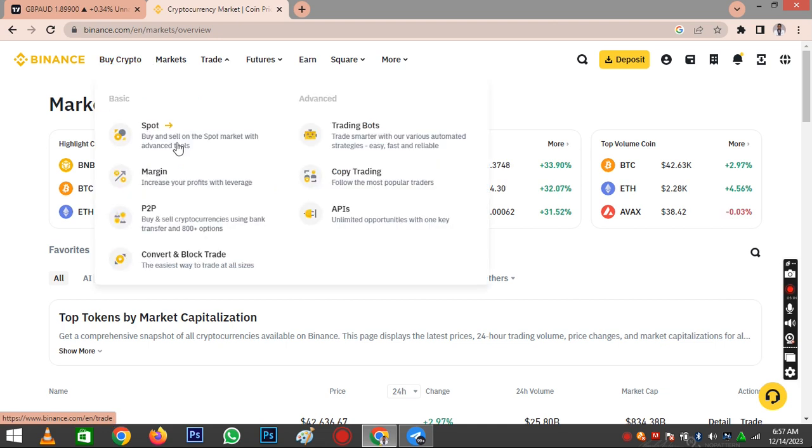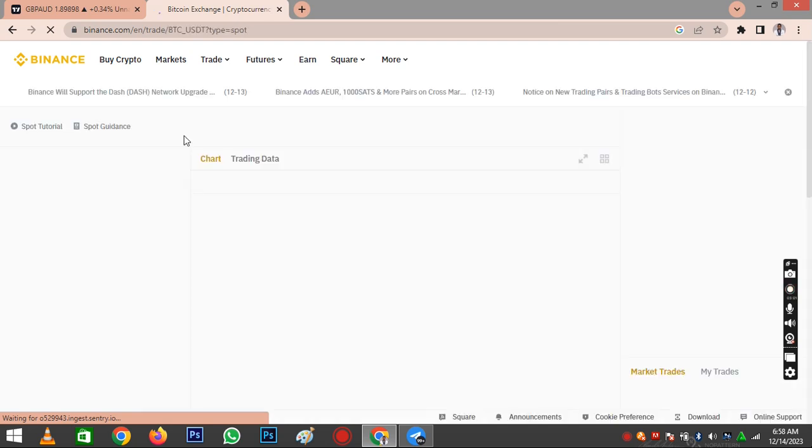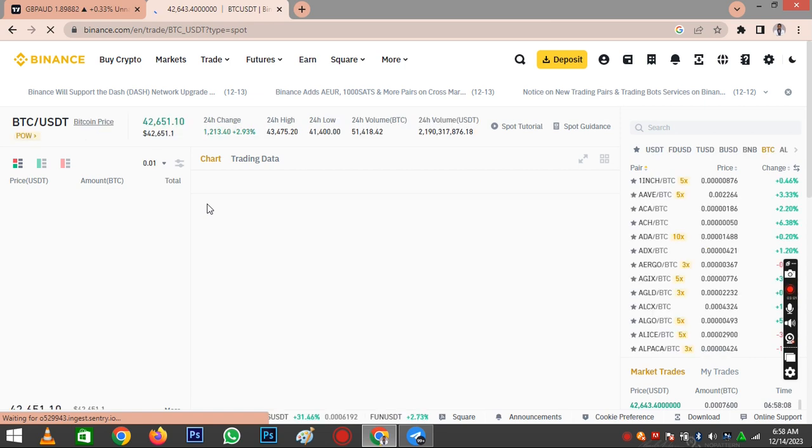Alright, so this is the spot trading here. Spot trading, this is where we have to go if we want to buy any cryptocurrency of our choice. Alright, so this is the interface that is loading, and these are pairs, different pairs you can trade on. You can see them here.